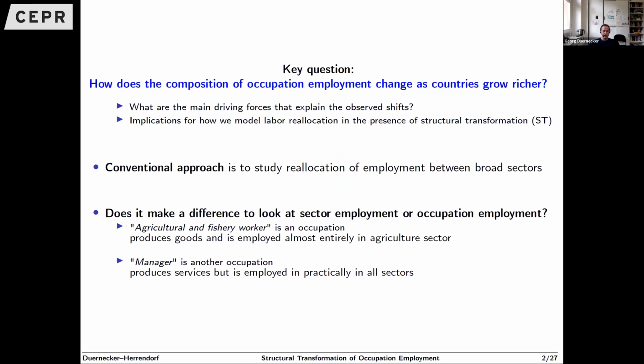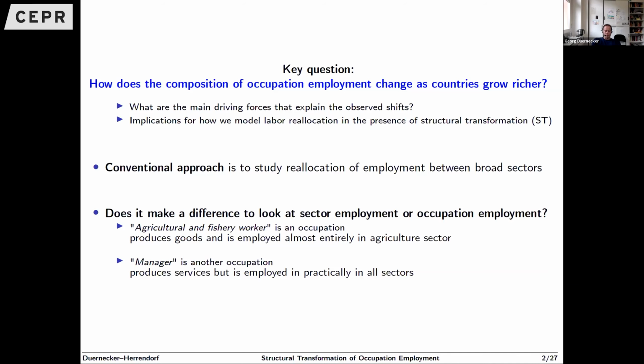The paper is about occupation employment and how it is affected by structural transformation. More specifically, we address the question of how the composition of occupation employment changes as countries grow richer. As follow-up questions, we want to understand the main driving forces of the observed patterns, and moreover, whether that tells us something about how we should model labor reallocation in the context of structural transformation.